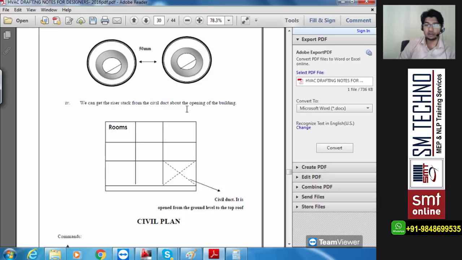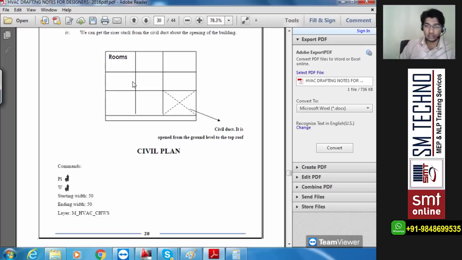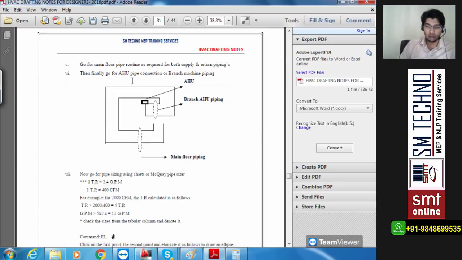Lastly, we can get the riser stack from the civil duct after the opening of the building. You'll have to contact your civil contractor to let you know where the opening of the building is, so that you can place the chiller, and then from there you can take the pipe through the OTS. All right. So these were all the important points that you have to remember.